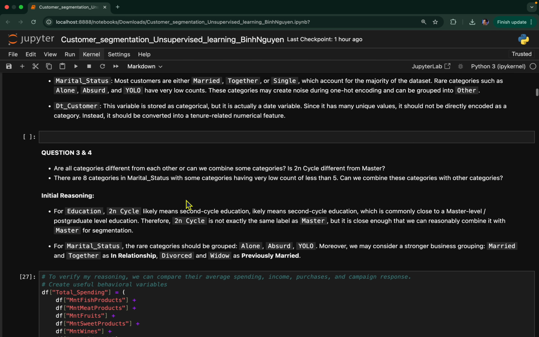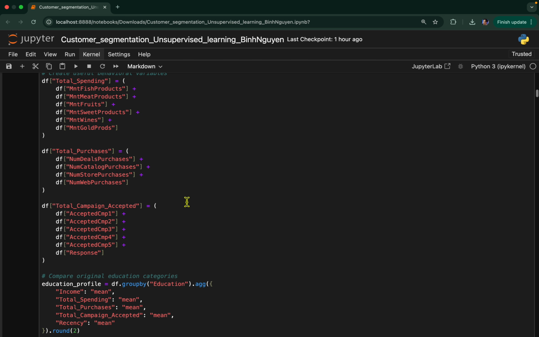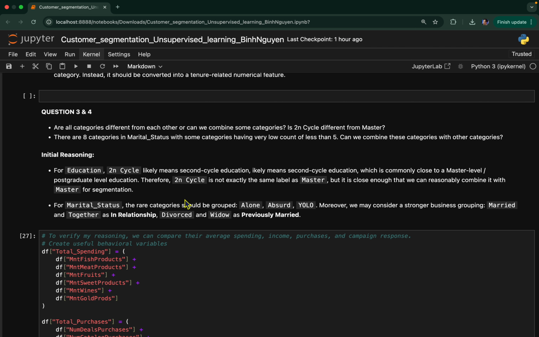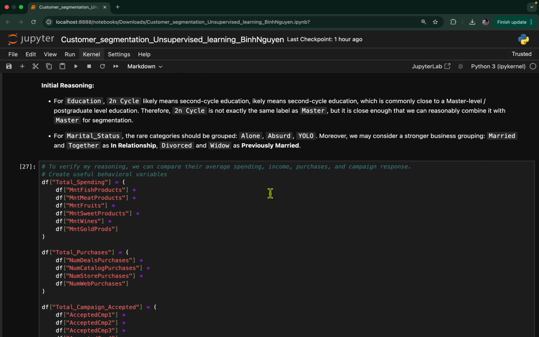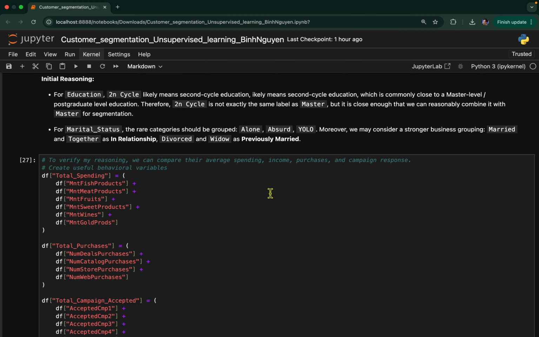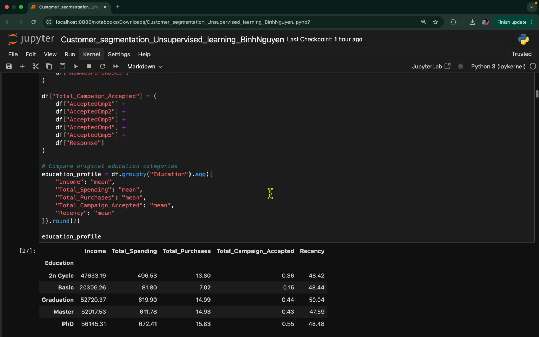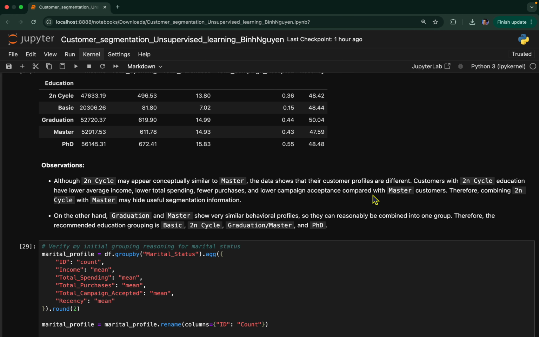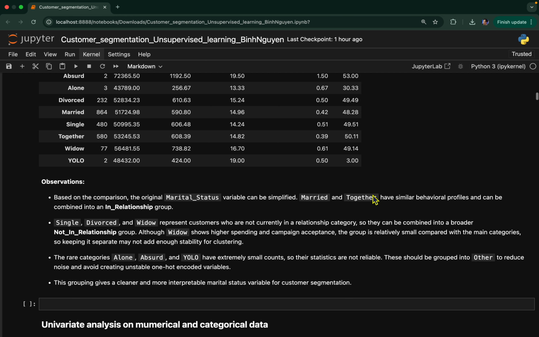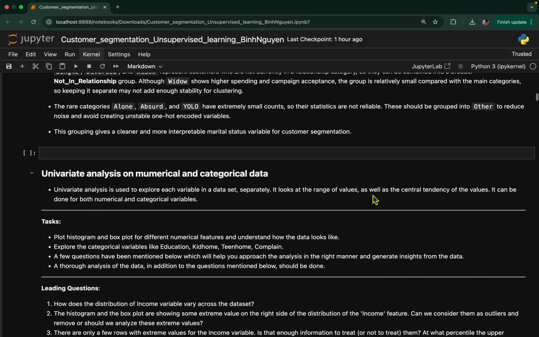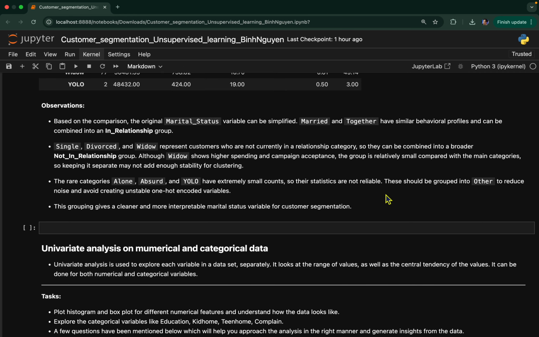I also do some initial reasoning to see if I can group some marital status or education categories into one group to reduce the noise, because there are some groups with very low observations. So I refer here and propose my solution here. You can feel free to discover it.